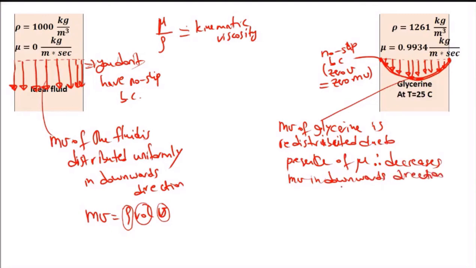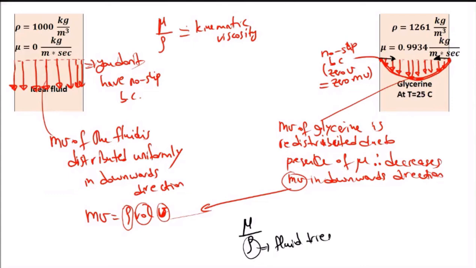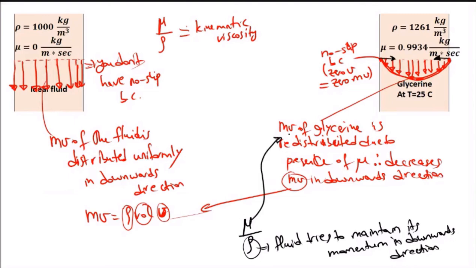It decreases mv, and we have said that the downwards mv is determined by rho, volume, and velocity. This is a viscous loss, because viscosity is a non-conservative force. Therefore, it decreases the momentum of the fluid in the downwards direction. So, mu by rho: what happens is that the fluid tries to maintain its momentum in the downwards direction, but what mu is doing is that it redistributes the momentum and decreases mv in the downwards direction.